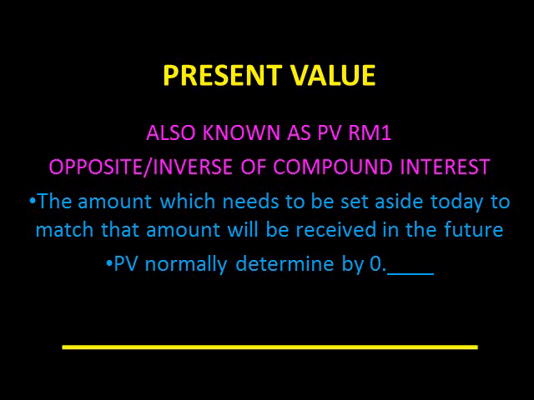So this is the timeline to show what PV actually explains. How much is the amount of money that you need to keep today in order to get RM 1 for a certain period of time with interest I? That is actually what is meant by present value.